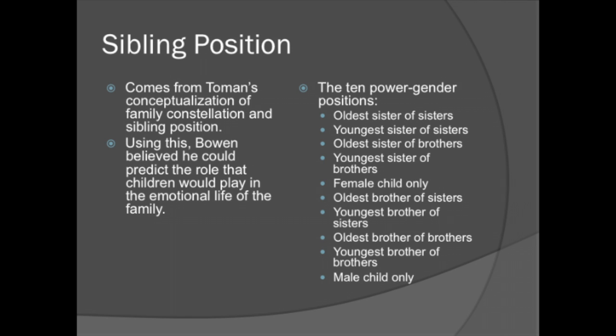Using Toman's ordinal approach, Bowen believed he could predict the role that children would play in the emotional life of the family, and he thought it would greatly determine which family patterns would be projected onto the next generation. The sibling cohesion factor, discussed by Guia, is a factor of healthier families. It is the capacity of the children within the sibling subsystem to meet without their parents and discuss important family issues, including their evaluations of their parents.